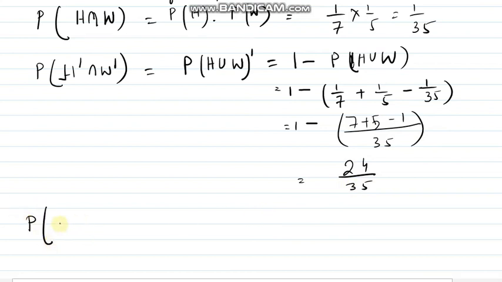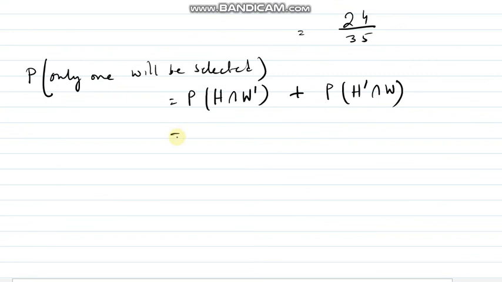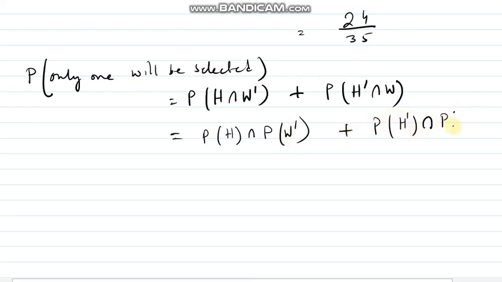Next case, probability of only one will be selected. What is the meaning of only one will be selected? That means if husband got selected, then wife is not. Or vice versa, husband is not selected but wife is selected. So we know that these events are mutually independent events. So can we write this? This is this into this, and this case will be H complement intersection this.